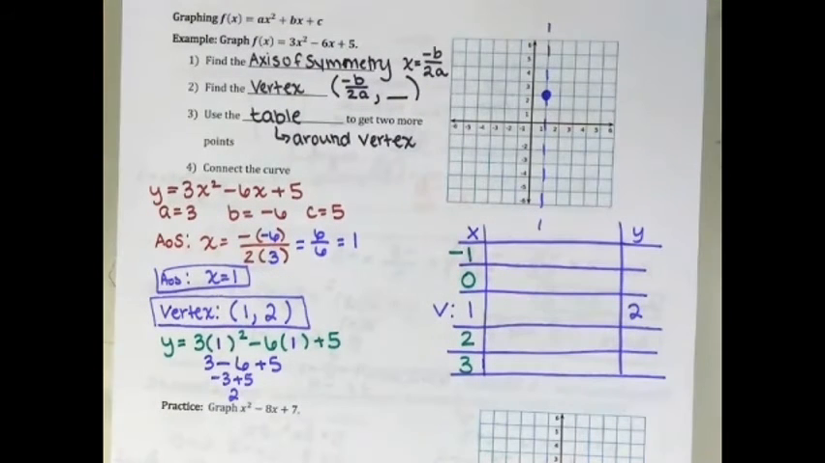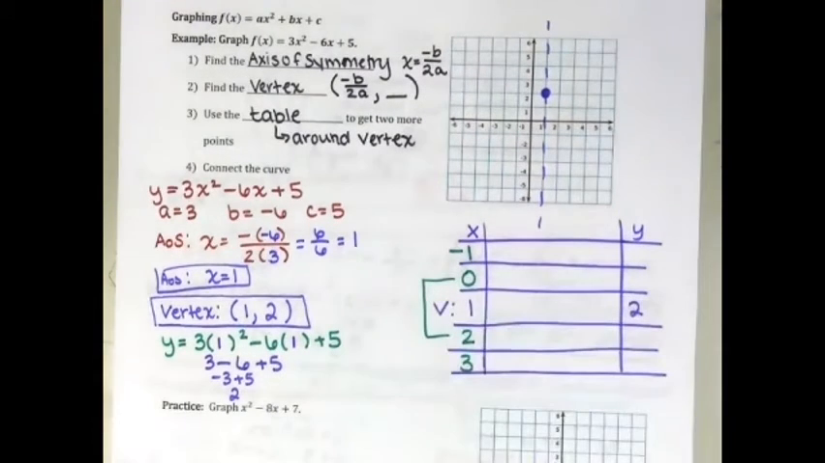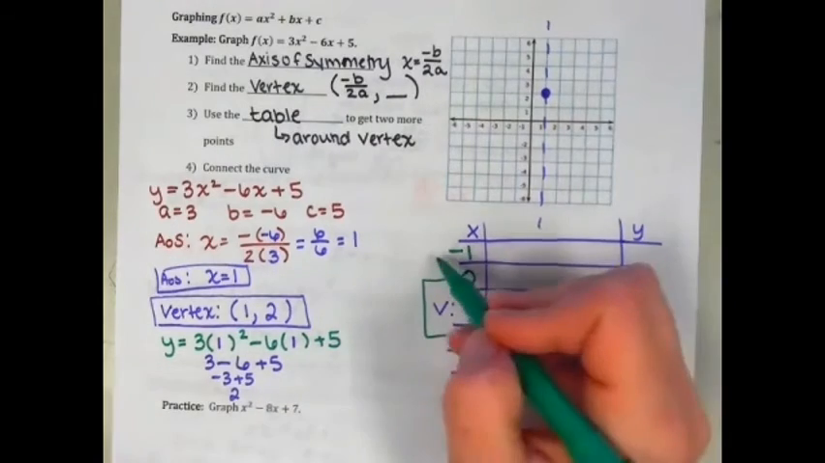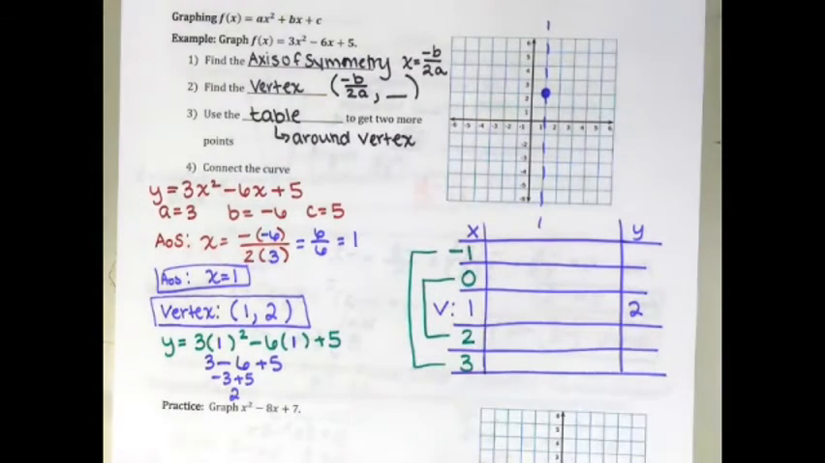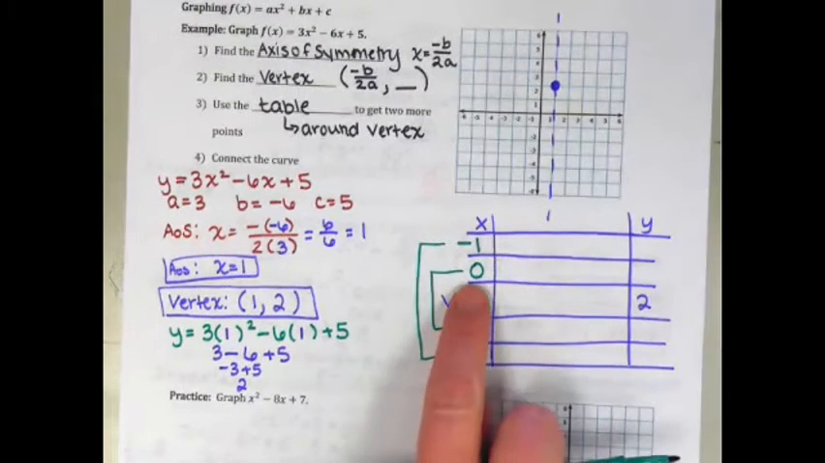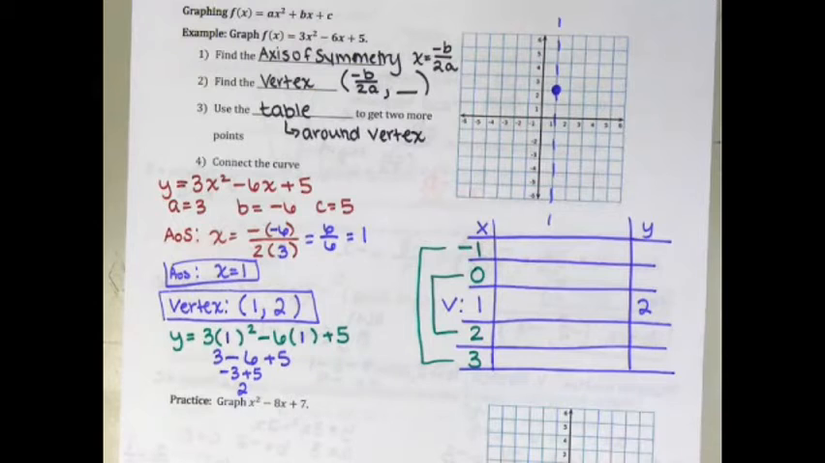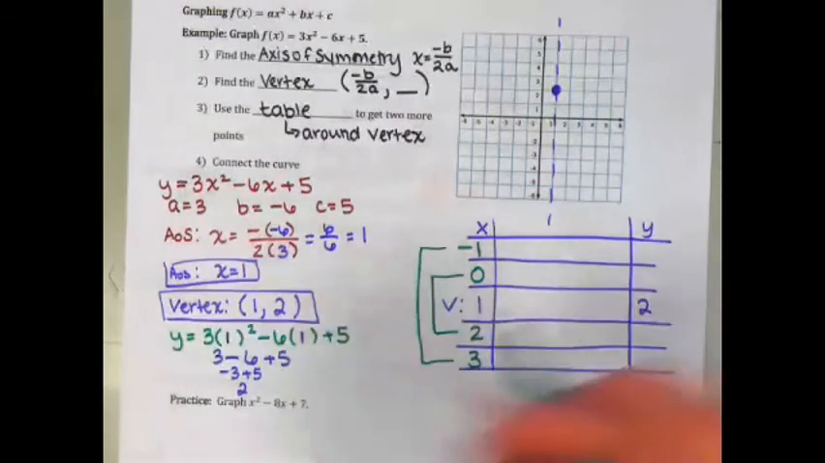And because my vertex is where it's symmetric, the axis of symmetry, whatever I get for 0 and 2, they should have the same y value, right? And for -1 and 3, shouldn't they have the same y value? Yeah. So when I go to plug in to find my y coordinate, I could do 0 or I could do 2. Which one would be easier to plug in? The 0. So I probably would plug in the 0.